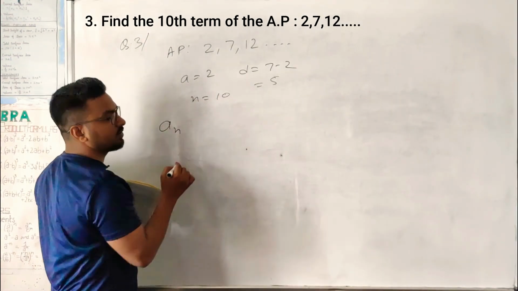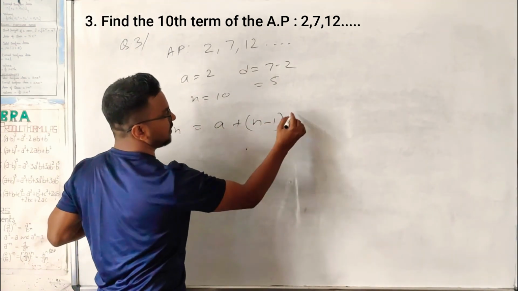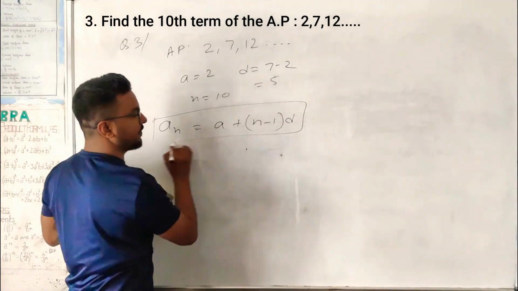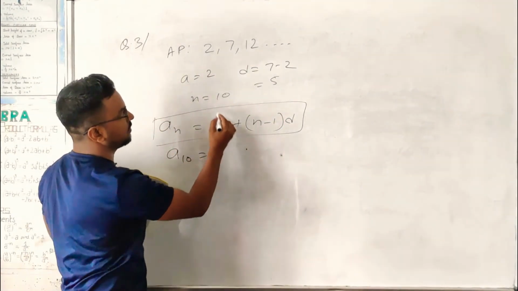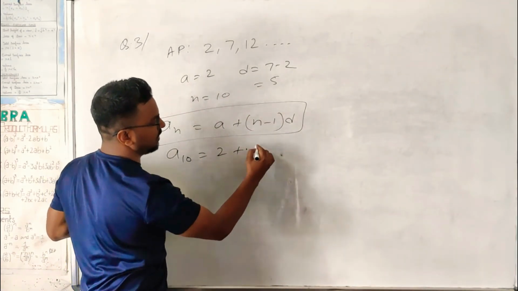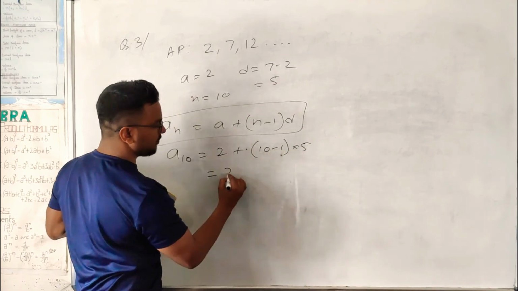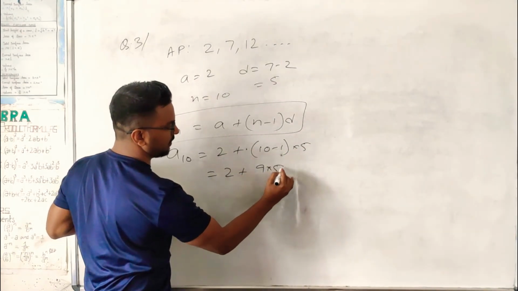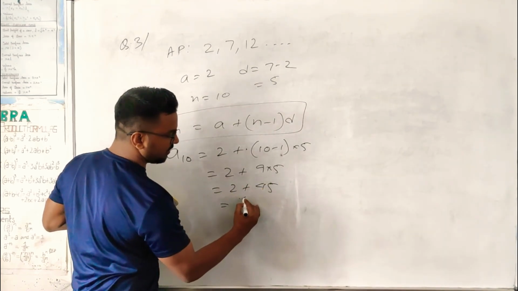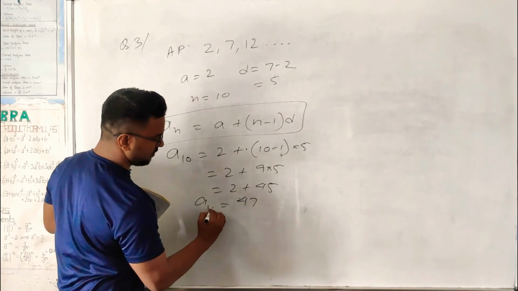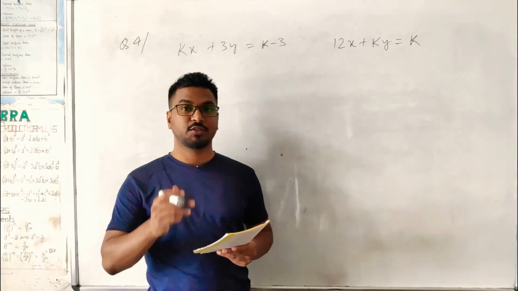So as you know, the nth term formula is a plus (n minus 1) d. This is the formula. So you just replace those values. You have to find a10. So the value of a is 2 plus n is 10, 10 minus 1, d is 5. 2 plus this is 9 into 5. So 2 plus this will be 45. If you add, you will get 47. So the 10th term will be 47.